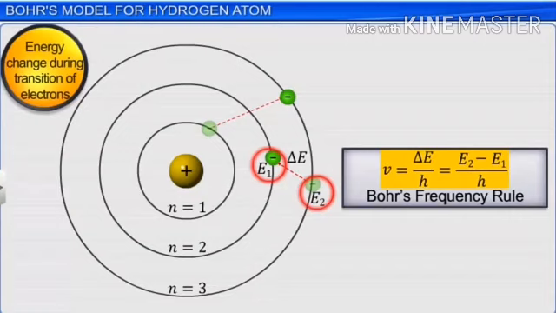So when an electron is undergoing transition, nu, the frequency, is equal to delta E by h, where delta E is E2 minus E1, and h is known as Planck's constant. The value of Planck's constant is 6.626 into 10 raised to minus 34 joule second. So Planck's constant is a constant value.